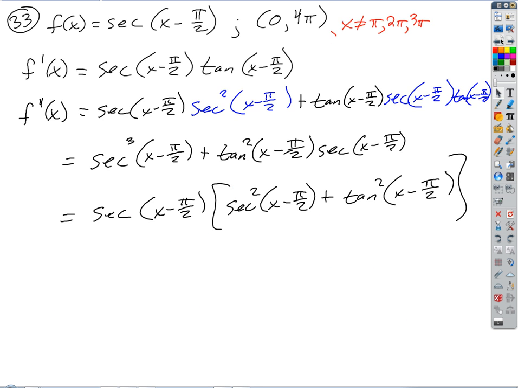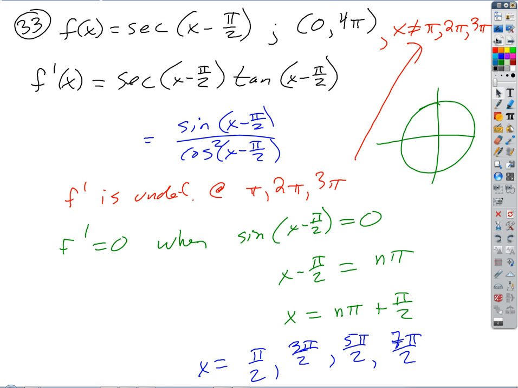Okay, so lots of stuff there, isn't it? This is the problem that we were trying to solve. We're trying to find the points of inflection and relative extrema for this trig function on this interval, right? And we did a lot of stuff, right?